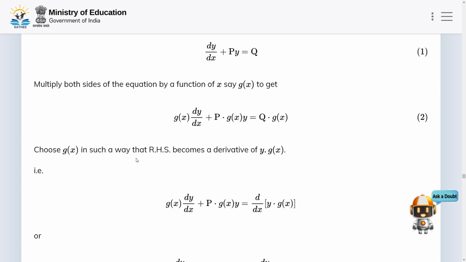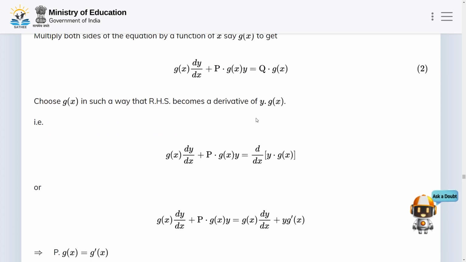Clear? Now we have chosen this g(x) in such a way that the left hand side becomes the derivative of y times g(x). This means the left hand side must be the derivative of this. We have chosen such a g. So you can also rewrite it as g(x) dy/dx plus p multiplied by g(x) y is equal to the derivative of y times g(x).